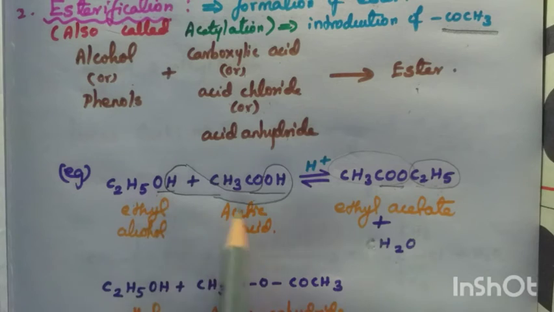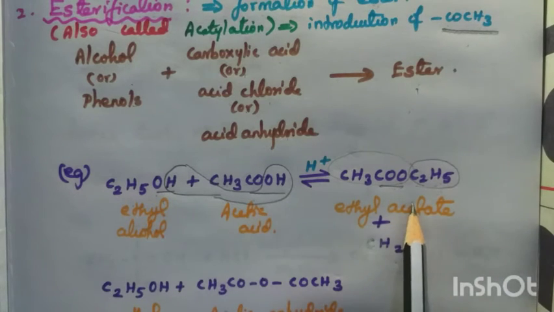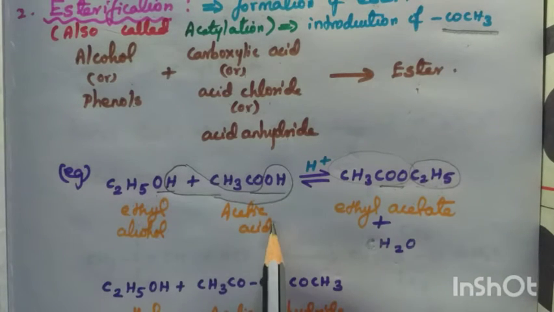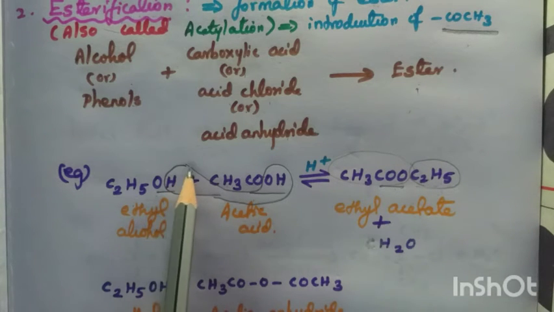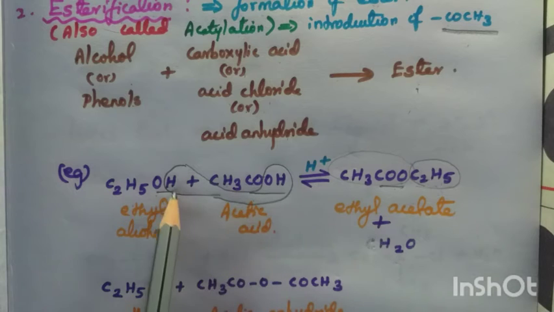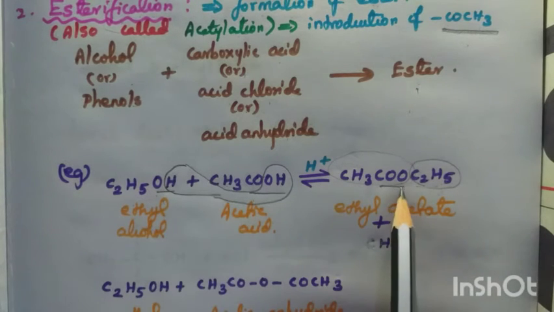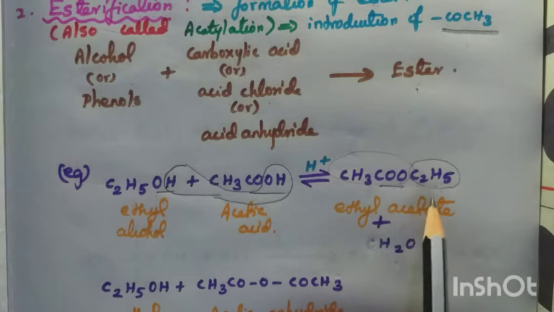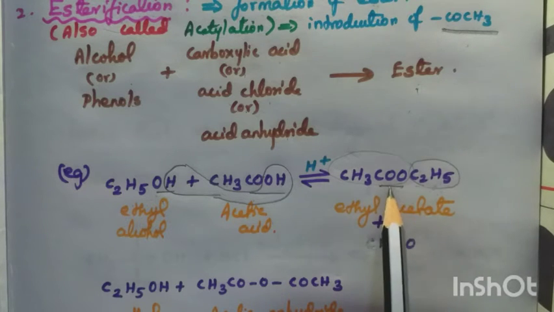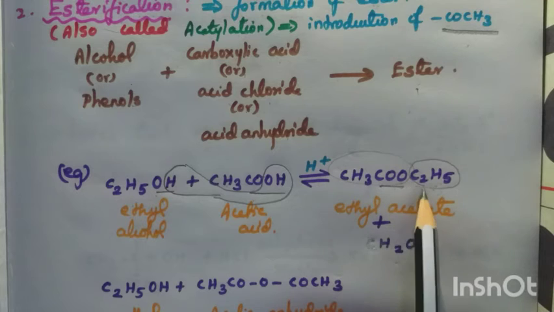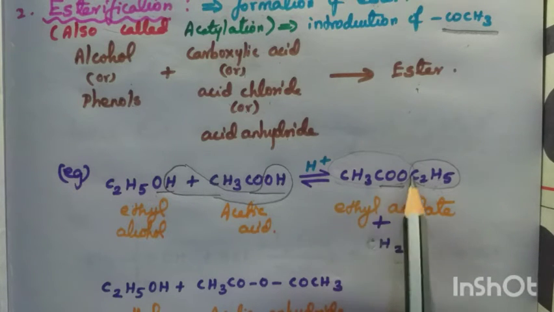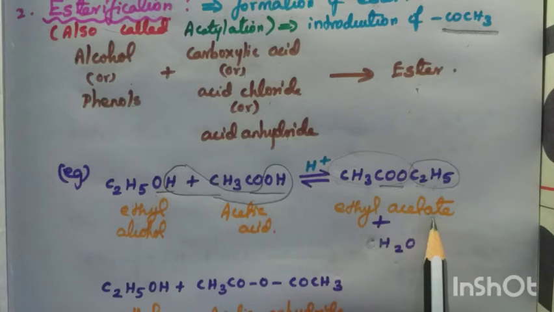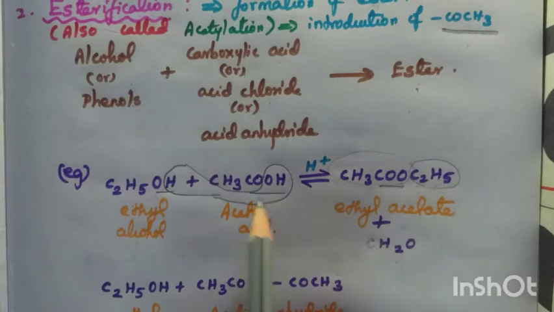Any alcohol reacting with acid gives ester. In the reaction, the alcohol hydrogen and the acid OH go out as a water molecule to form ester. How to name the ester? Find out the alkyl group attached to oxygen. Ethyl is attached to oxygen, so write ethyl first. This is which acid? Acetic acid. So acetate: ethyl acetate.